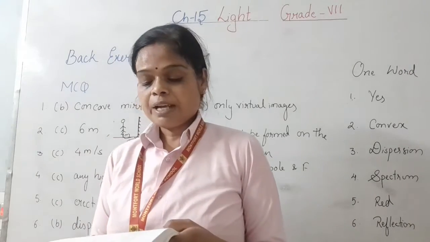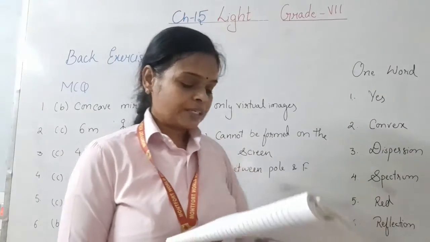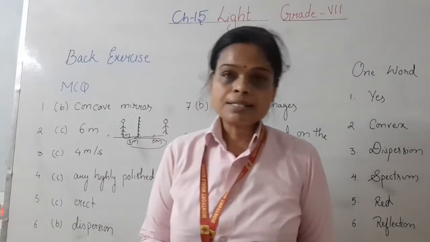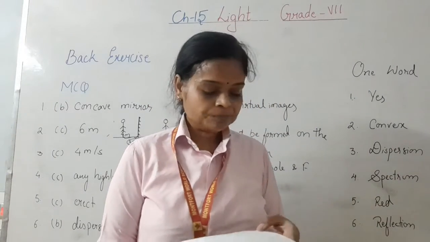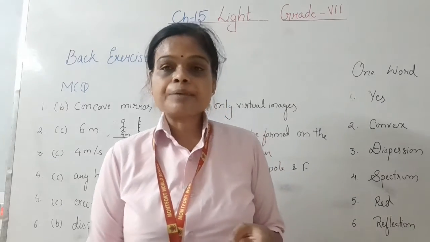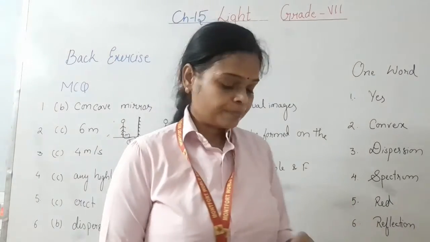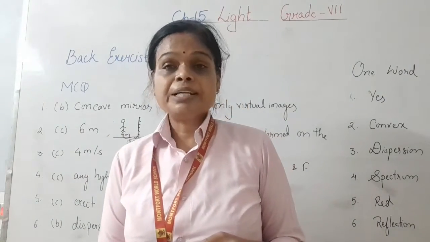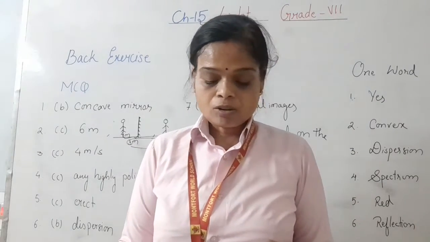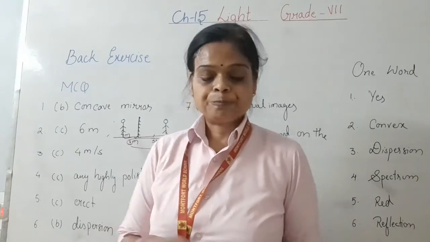Which spherical mirror has a virtual focus, convex or concave? Convex. Splitting of white light into 7 colors is called dispersion, and the 7 colors appearing on the screen are called the spectrum. The color which deviates the least is red. The bouncing back of light from a smooth and polished surface is called reflection.